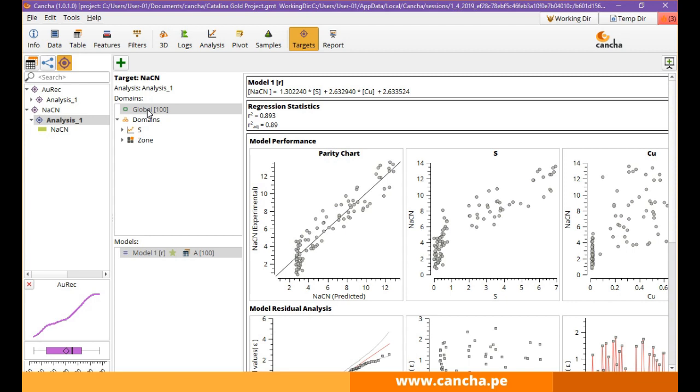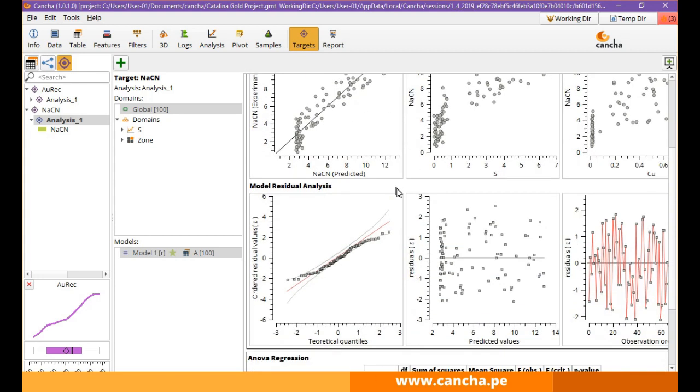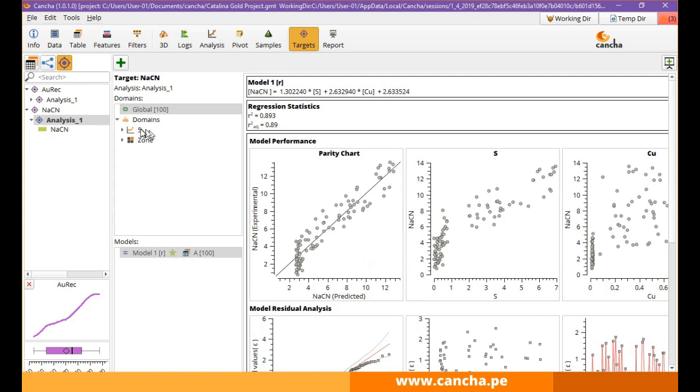We didn't look at the global one. Okay, so global one, look at this. So 2.6 kilos a ton plus 1.3 times the sulfur grade plus 2.6 times the copper grade, and that's a pretty good model too, the global model here. A little bit of a bias here, so we're predicting 3 kilos a ton as a minimum, whereas the actual got down to closer to 1. So maybe a bit of improvement possible here.